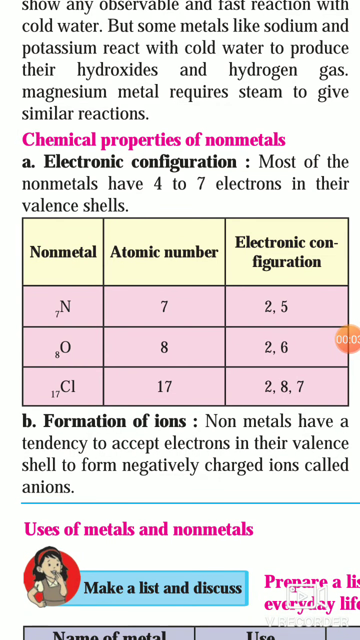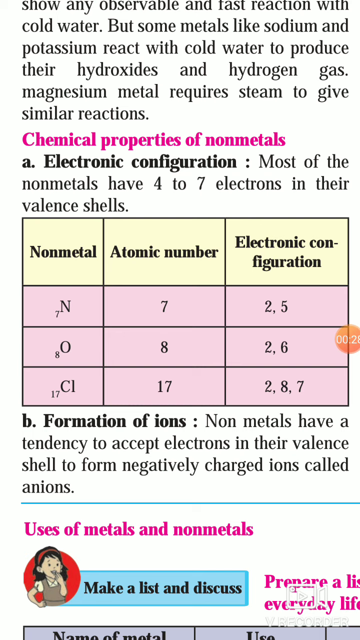So the next topic is chemical properties of non-metals. The first property is about electronic configuration. Most of the non-metals have 4 to 7 electrons in their valence shell. Some examples are given here in table form. Let's see, the non-metal gases given here are nitrogen, oxygen and chlorine.